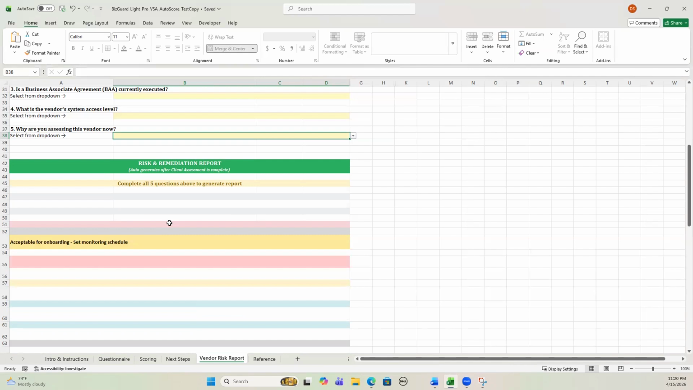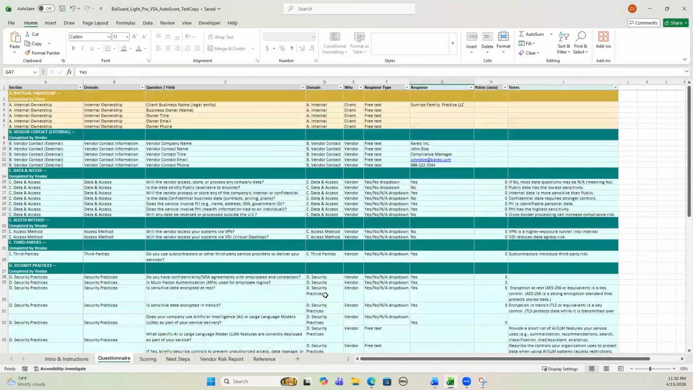So let me show you a real example. I'm going to run an EHR vendor called Cario through the BizGuard Light Pro so you can see exactly how this works. I already pre-populated the questionnaire so I don't take up your time. Here you complete the client information: their business name, the owner's name, the title, email, and phone number. And here's the vendor information. I just put Cario Inc.